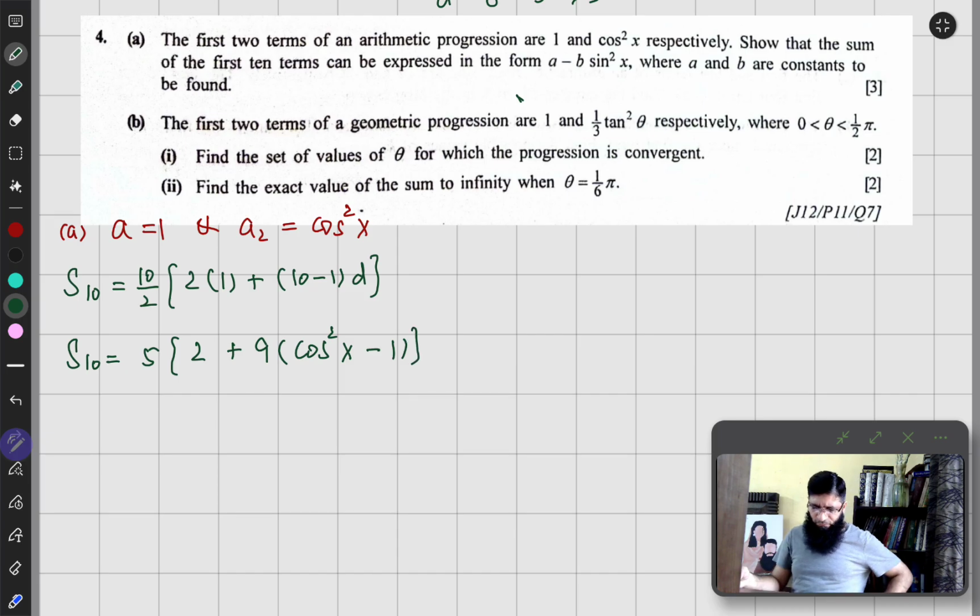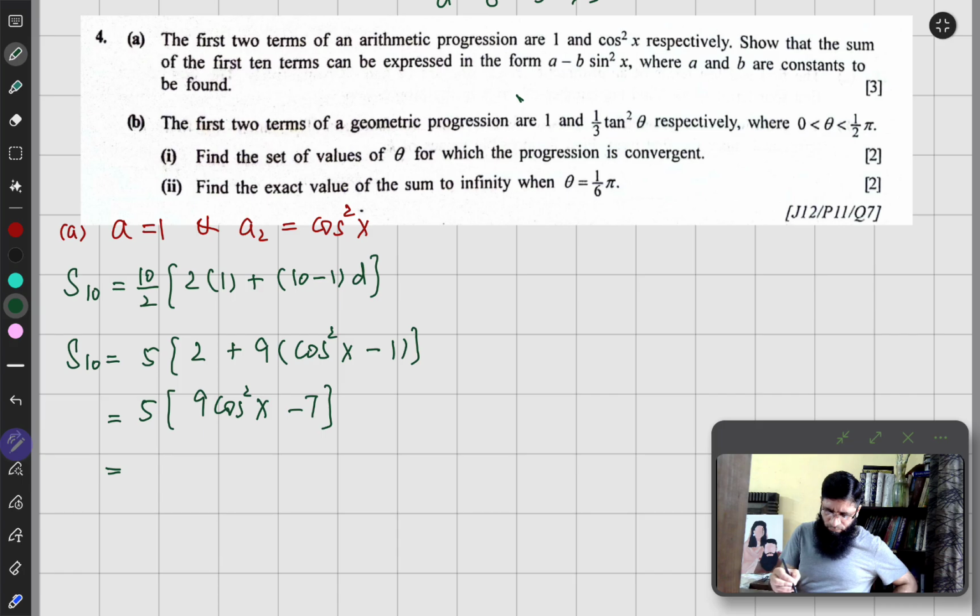Now you are supposed to simplify this. So this will become 9 cos square x, and 2 minus 9, that will be negative 7. So you will have 5 9s are 45 cos square x minus 5 7s are 35.